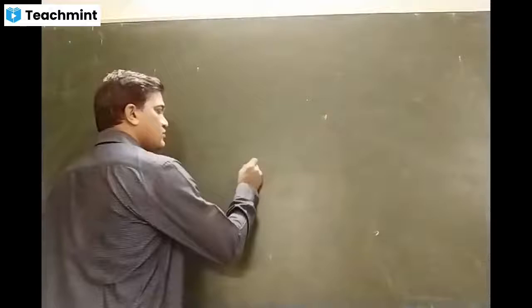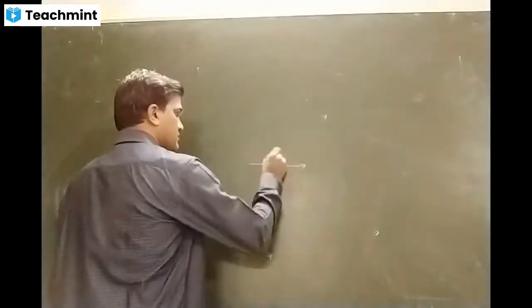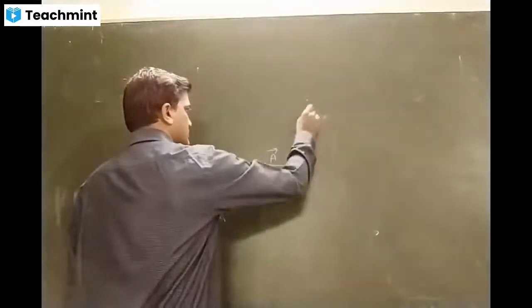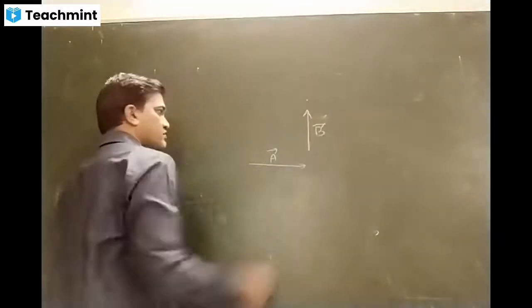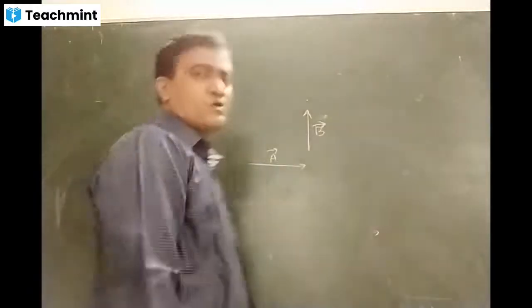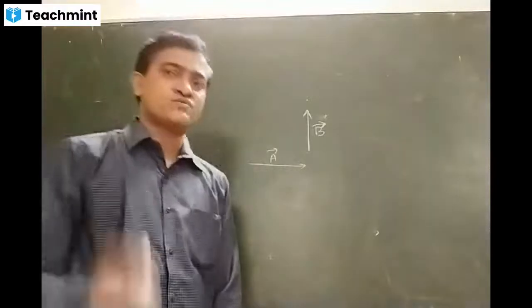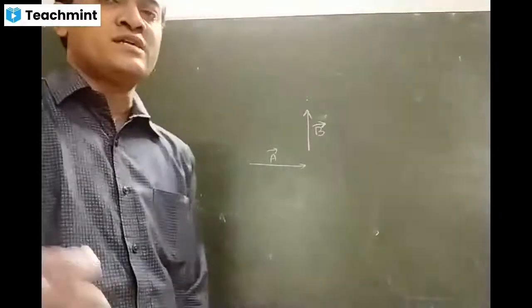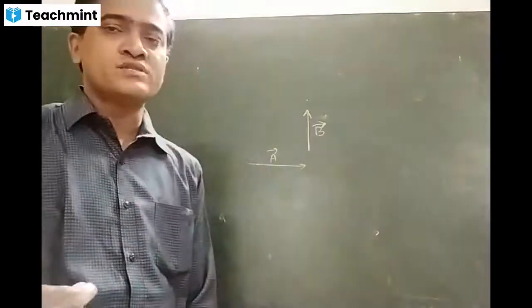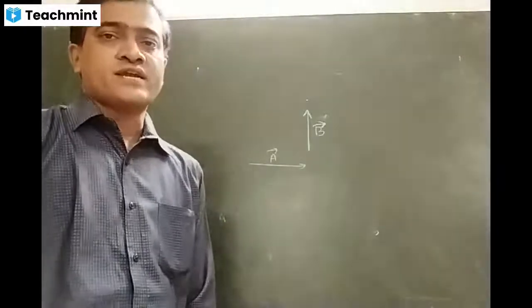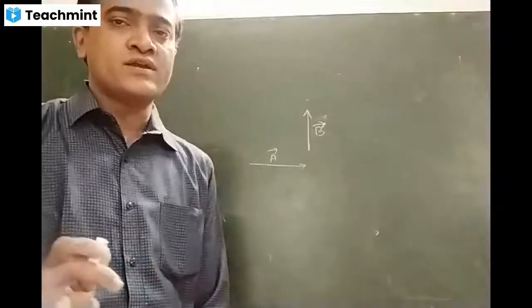So let me give you a vector A bar. This is A bar. Another vector I have given you B bar. Now if I want to add two vectors and if I consider A bar as first vector and B bar as second vector, you have to add a second vector to first vector in such a way that the tail of second vector has to coincide with the head of first vector.